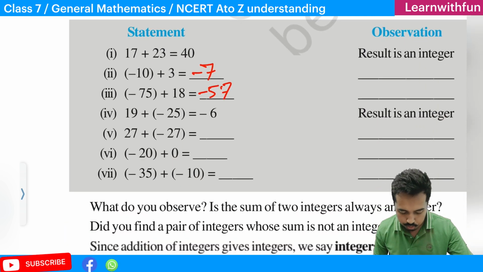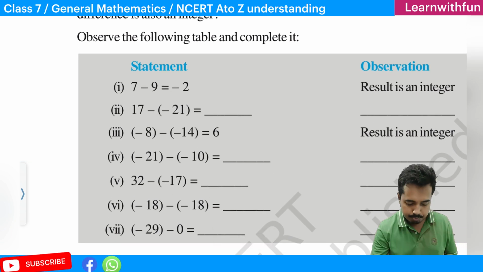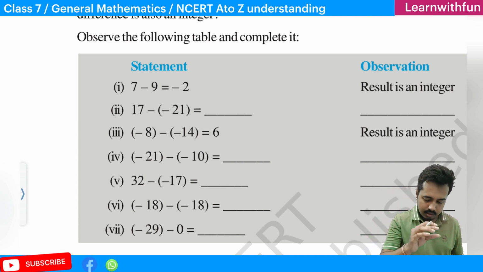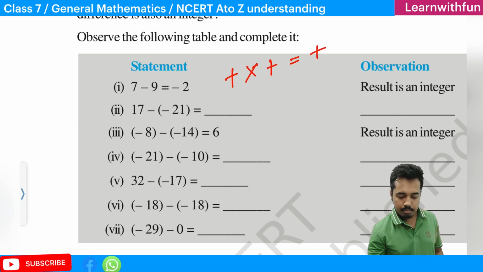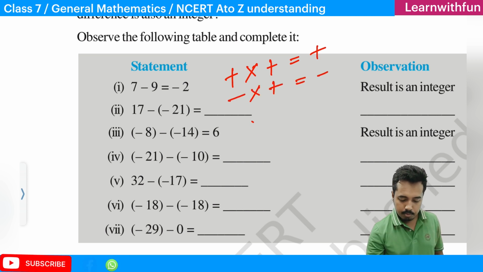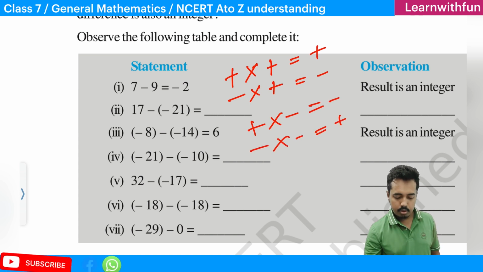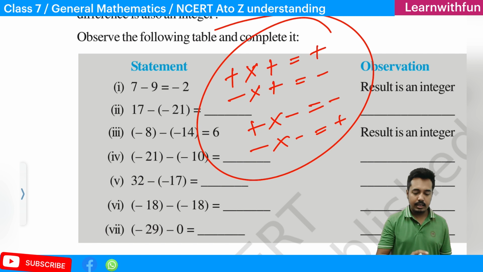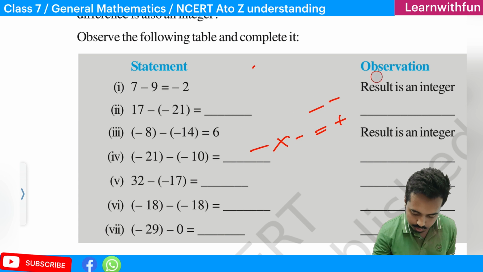Now we will move to closure property under subtraction. So in case of subtraction, the basic rule is same, but you'll have to remember some sign conventions. Positive into positive will be positive, negative into positive will be negative, positive into negative will be negative, and negative into negative will be positive. So you will have to remember these basic rules before learning integers. So keep these things in mind and I will teach you how to apply these things.